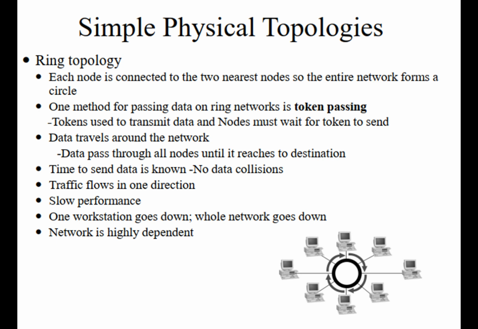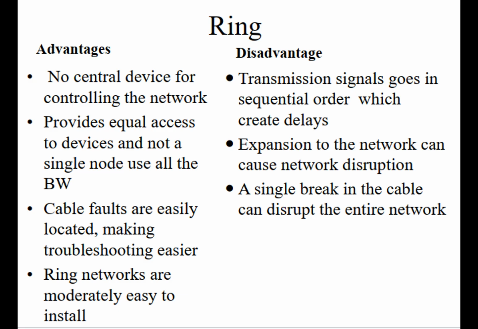Slow performance: if one workstation goes down, the whole network goes down. The network is highly dependent. Ring advantages and disadvantages. There is no central device controlling the network, and it provides equal access to devices, not a single node, using all the bandwidth. Cable faults are easily located, making troubleshooting easier. Ring networks are moderately easy to install. However, transmission signals go in sequential order, which creates delays. Expansion of the network can cause network disruption, and a single break in the cable can disrupt the entire network.